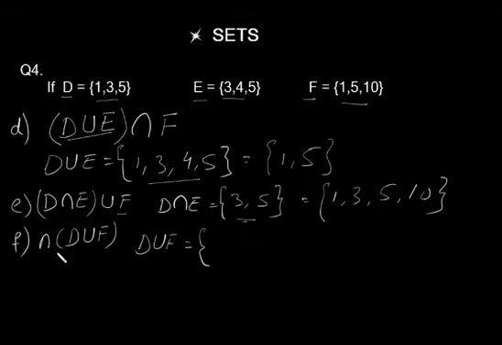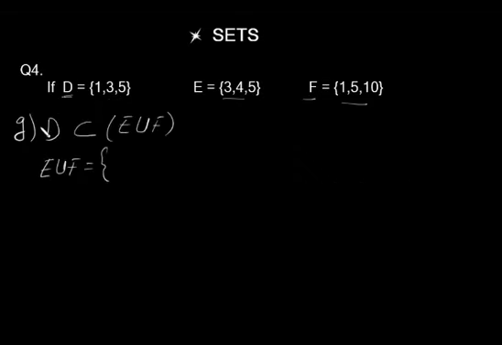In part F, it says you have to find the number of elements of the set D union F. So first of all, let's find out what D union F is. It means you have to take the combined set of D and F. D is 1, 3, 5, F is 1, 5, 10. If you combine them, it will be 1, 3, 5 and 10. Now it asks for the number of elements of this set. So how many elements does it have? It has 4 elements.